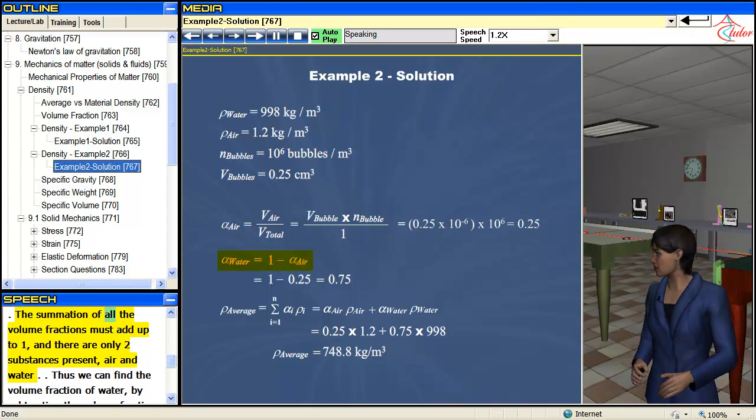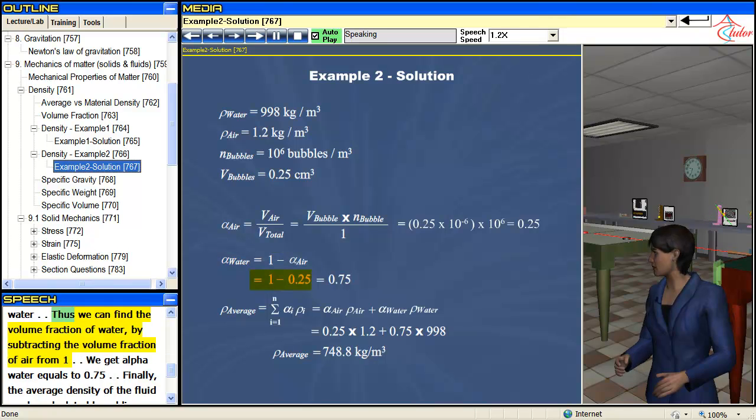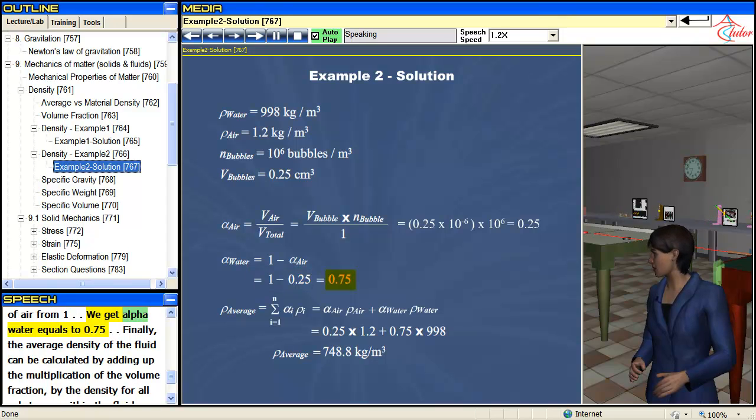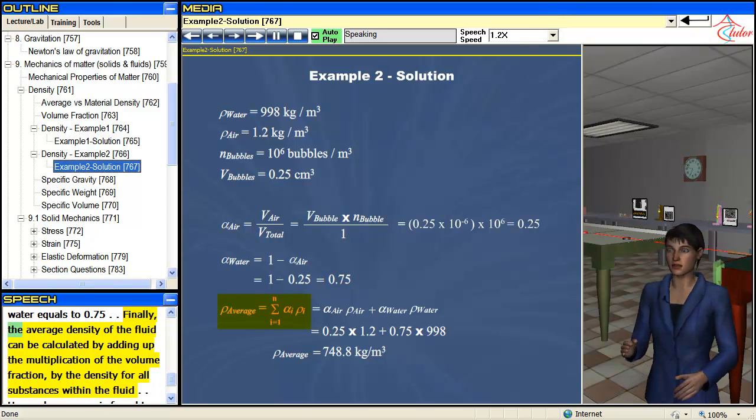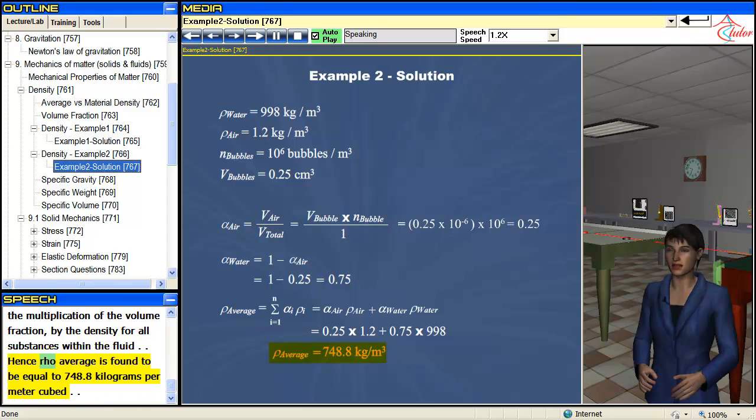The summation of all the volume fractions must add up to 1, and there are only two substances present, air and water. Thus we can find the volume fraction of water by subtracting the volume fraction of air from 1. We get alpha water equals 0.75. Finally, the average density of the fluid can be calculated by adding up the multiplication of the volume fraction by the density for all substances within the fluid. Hence rho average is found to be equal to 748.8 kilograms per meter cube.